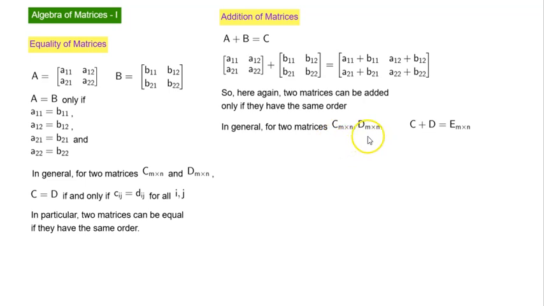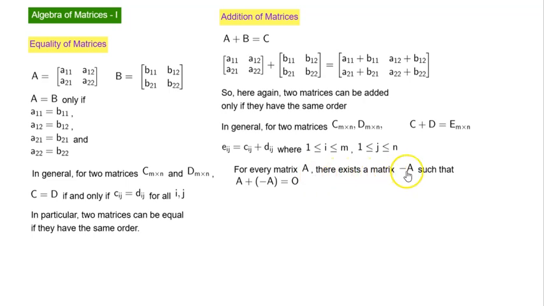In general, two matrices C and D of the same order give us another matrix of the same order, and each element of the resulting matrix E sub ij is equal to Cij plus Dij, where i is between 1 and m and j is between 1 and n. For every matrix A, there exists a matrix minus A such that A plus minus A is equal to O, that is a zero matrix. So here, this is matrix A, and negative A basically means each element of the matrix is negative. So A11 plus minus A11 gives 0, and similarly the rest of the elements. So we end up with a 0 matrix.